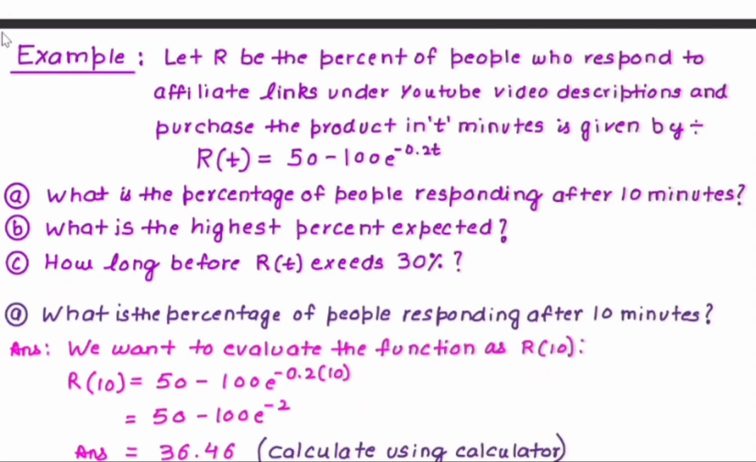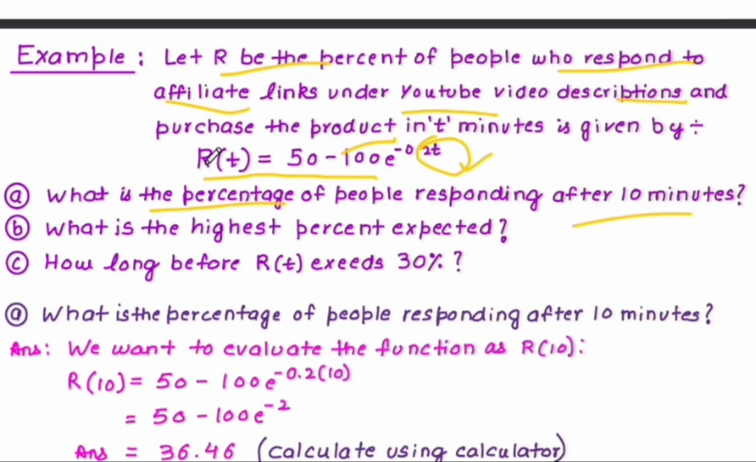We have an example, let's discuss. Let R be the percent of people who respond to affiliate links under YouTube descriptions and purchase a product in T minutes, and it is given by this equation. So the first question asked is, what is the percentage of people responding after 10 minutes? So this is the equation given. R is the percent of people and T is time, which is given in minutes.